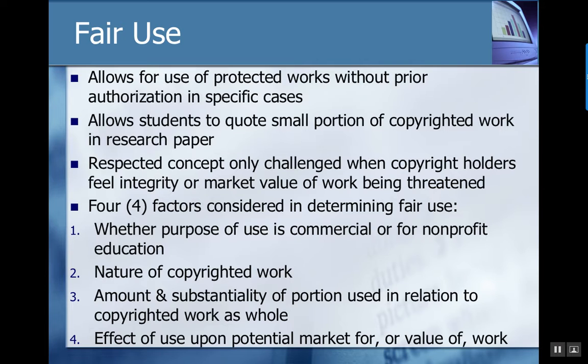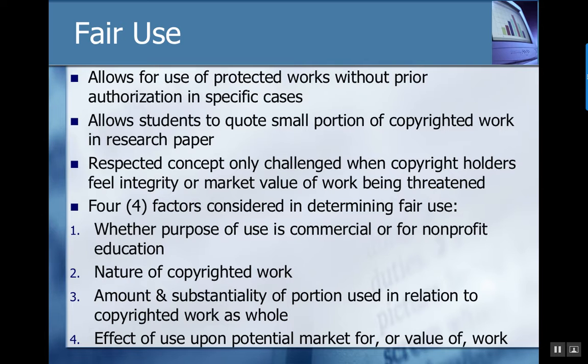Now, fair use means that there are certain specific circumstances in which protected works can be used. For example, in the academic world, students have the ability to use and cite copyrighted work in research papers. However, that work has to be cited within the specific guidelines established in the academic world around what you can use of existing material in an academic paper.